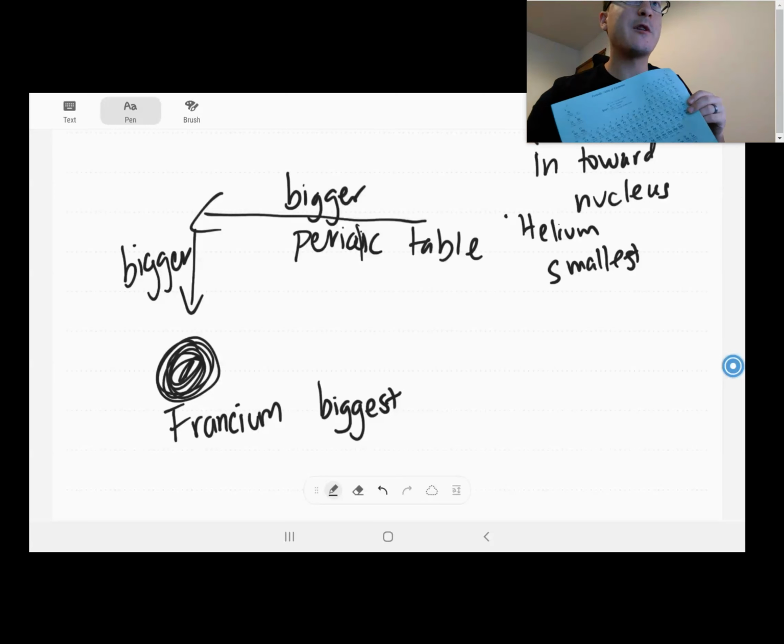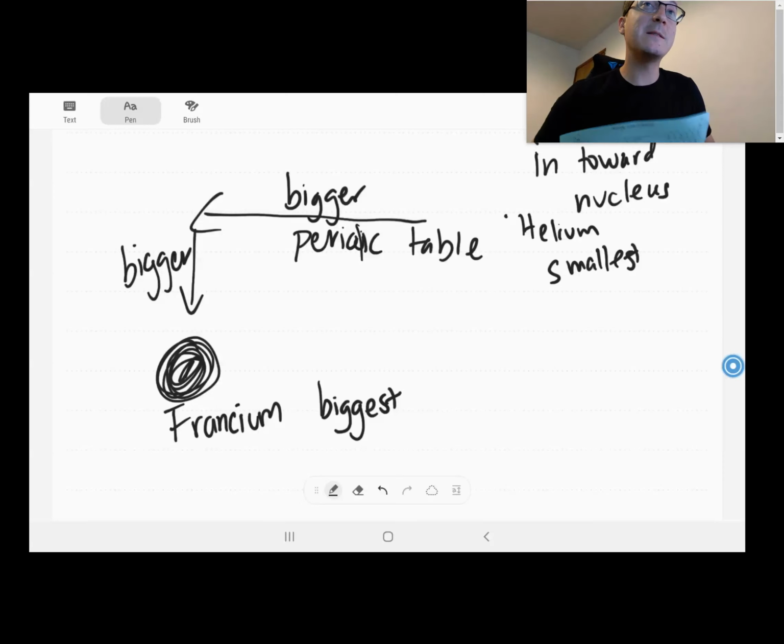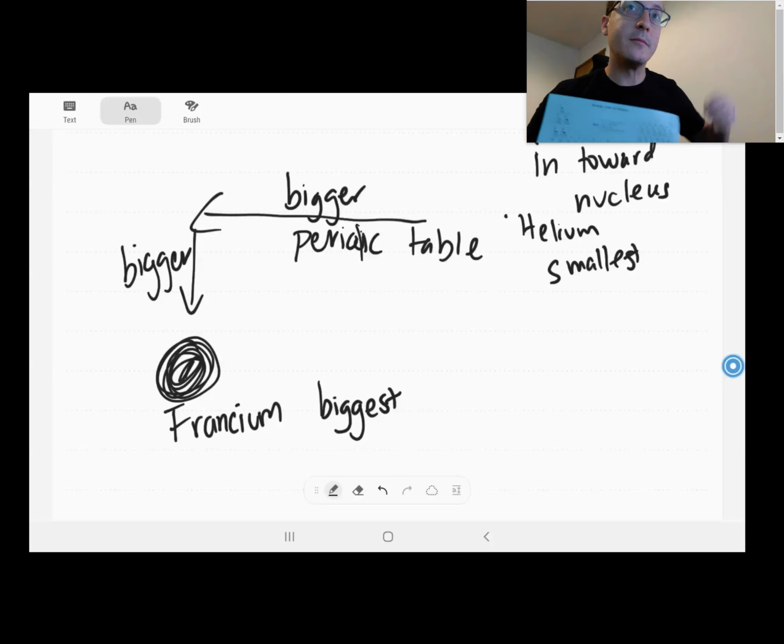So that's a tougher question, Robert. Second biggest, to be quite honest, it could be either radium or cesium. I don't know off the top of my head, but it would be one of those two. Because remember we can either go down or to the left. So the opposite would be going up or to the right. And so we have multiple options there. But we can say without doubt that francium is the biggest and helium is the smallest.